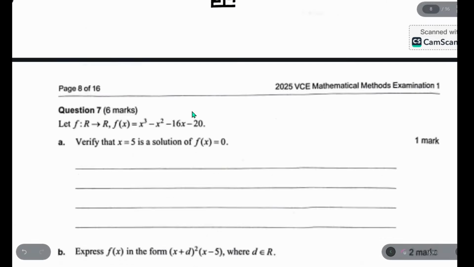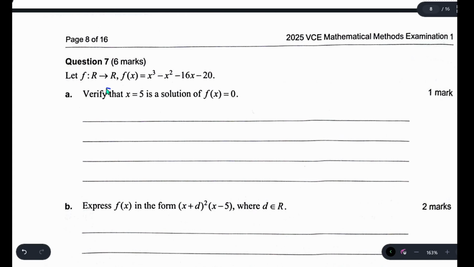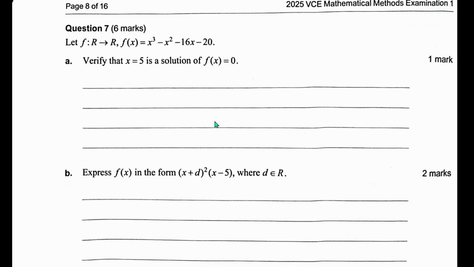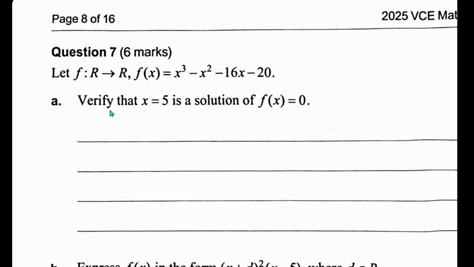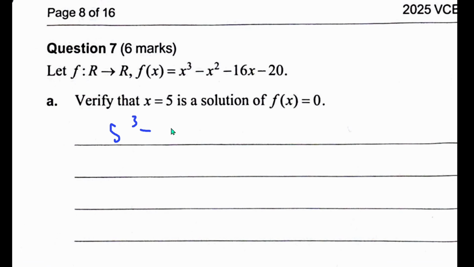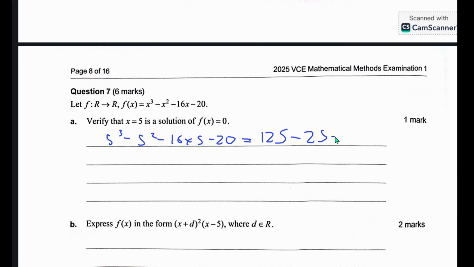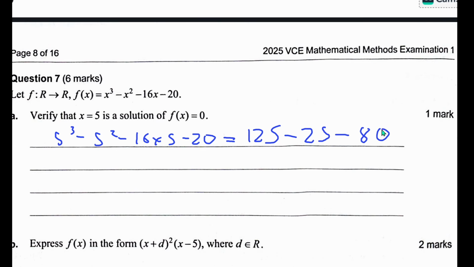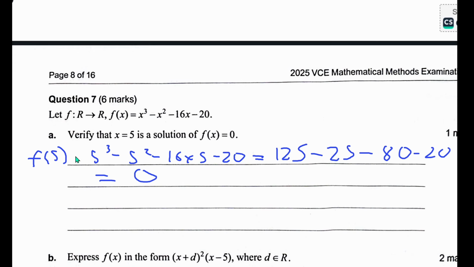I'm gonna skip probability. Verify that x equals 5 is a solution. Okay, so in this question, I don't think you have to factorize and show that it equals 0. So we're gonna do it here. You can just say 5 to the power 3 minus 5 squared minus 16 times 5 minus 20 equals 125 minus 25 minus 80 minus 20 equals 0. Also here you want to just quickly write f of 5 as well.